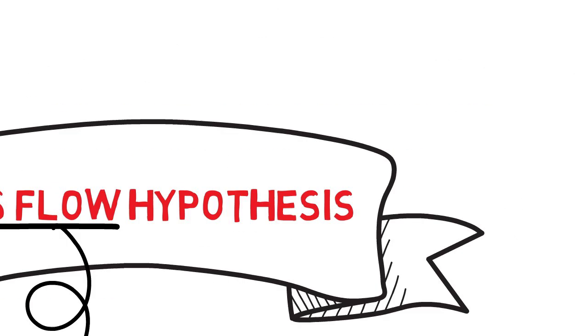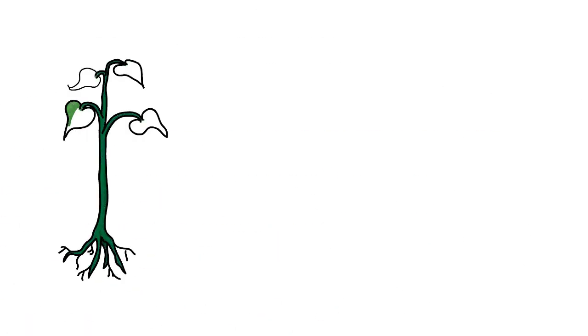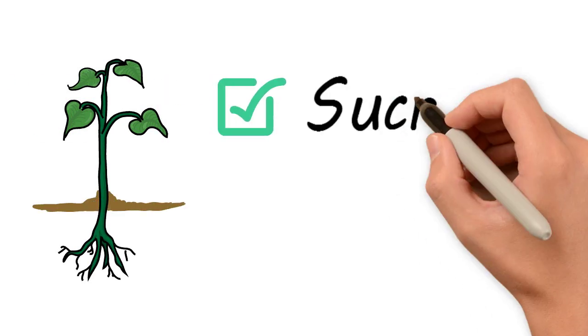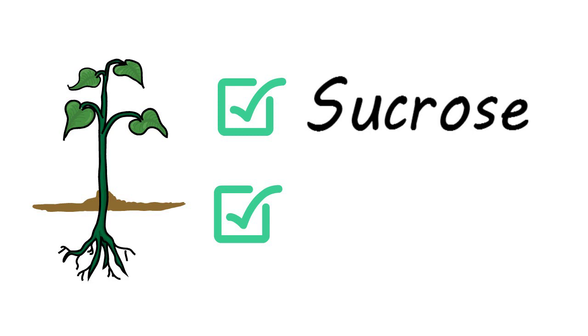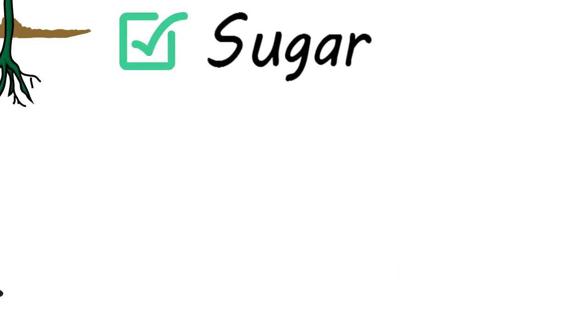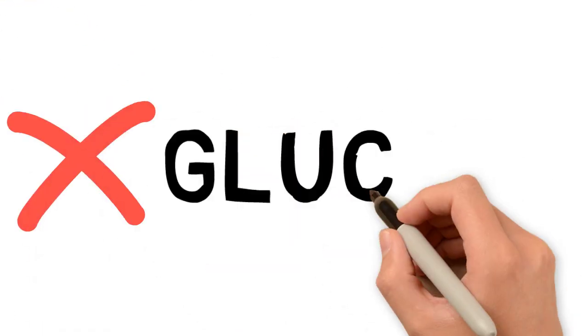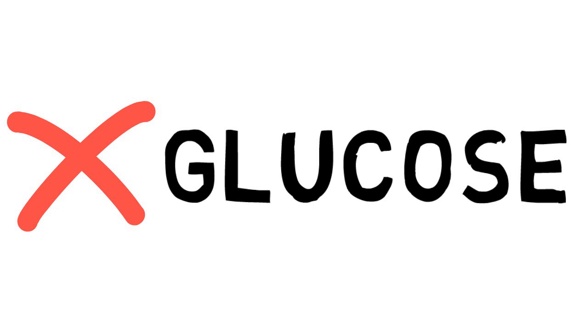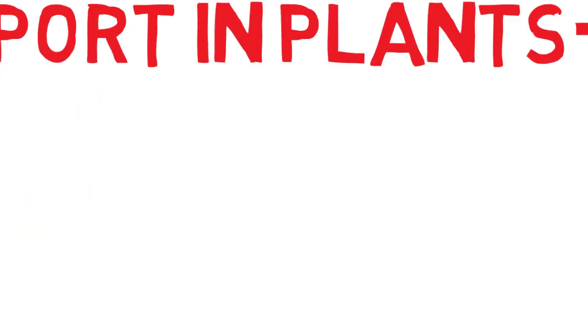Before I go into the steps of translocation in plants, I just want to say that when you're talking about sugar and the movement of sugar in this process, mark schemes will allow you to use the word sucrose or sugar, but not glucose. So I would recommend that you go with sucrose when you're talking about the sugar that the phloem is transporting.